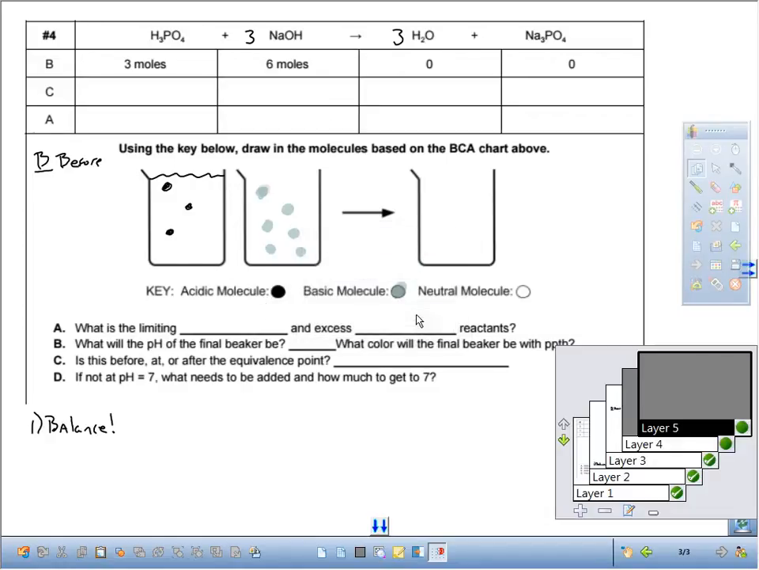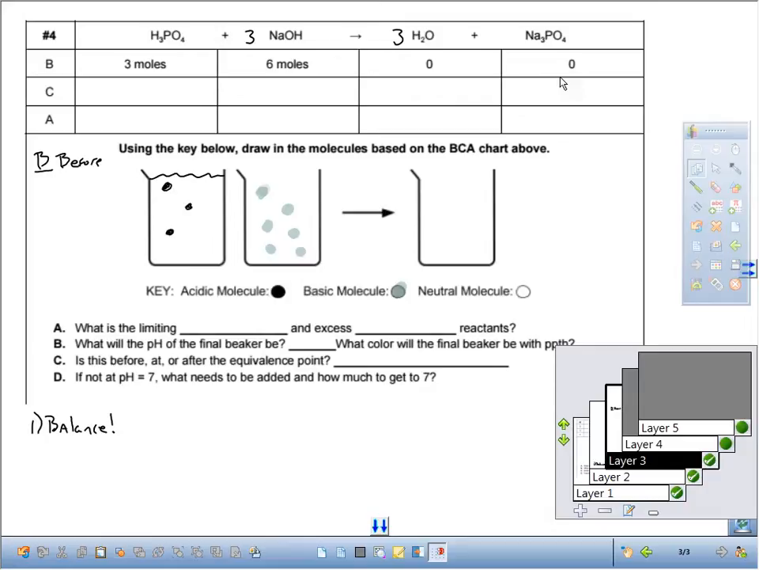Then the next one is my bases. Up here it says I've got 6 moles of the base. Here's my base, here's the key for it. Here's the 1, 2, 3, 4, 5, 6 of a base. And initially, before anything happens, I have none of the products. So now I'm going to mix these together, and let's see how I mix them.